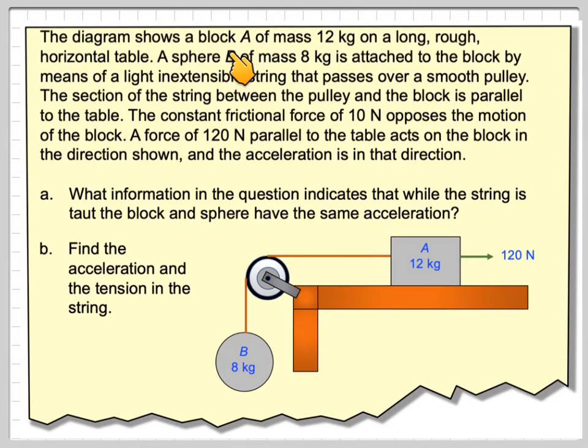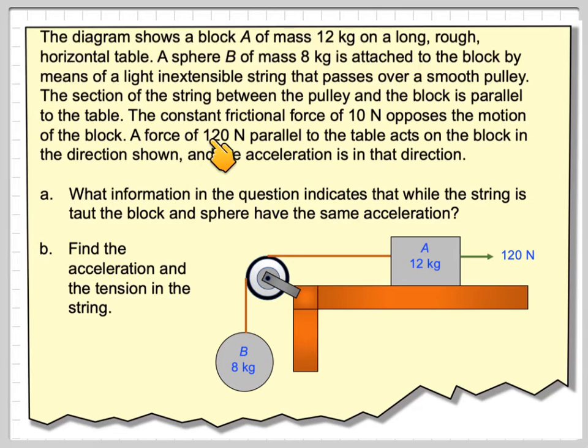The diagram shows a block A of mass 12 kilograms on a long, rough horizontal table. A sphere B of mass 8 kilograms is attached to the block by means of a light, inextensible string that passes over a smooth pulley. The section of string between the pulley and the block is parallel to the table. The constant frictional force of 10 newtons opposes the motion of the block.